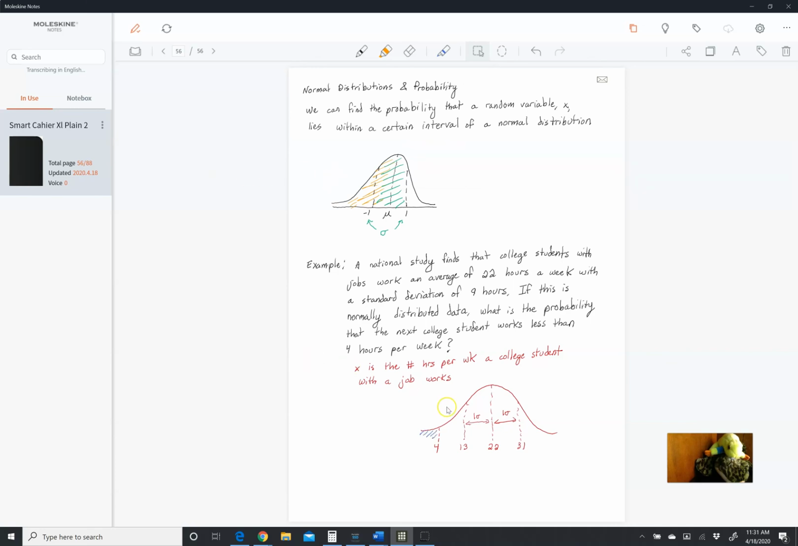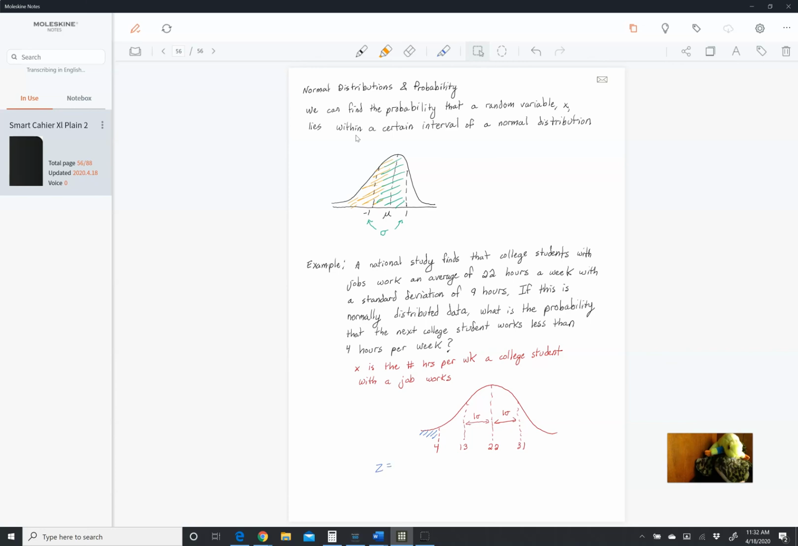Okay. And how do we do this? We need a z-score, because we have to know our normal curve is based on the standard deviation. So we're going to find the z-score, because that's going to tell us the number of standard deviations away from the mean. It's going to tell us where we are on the normal curve.